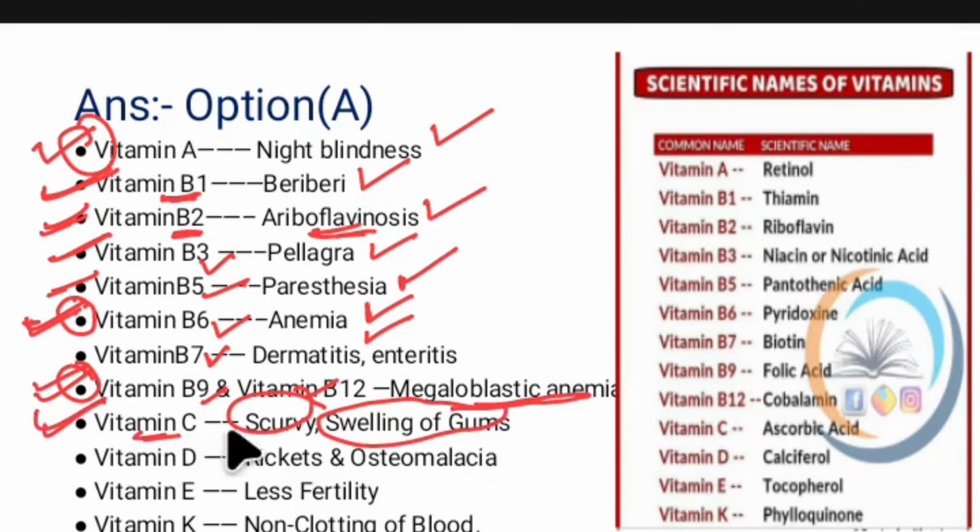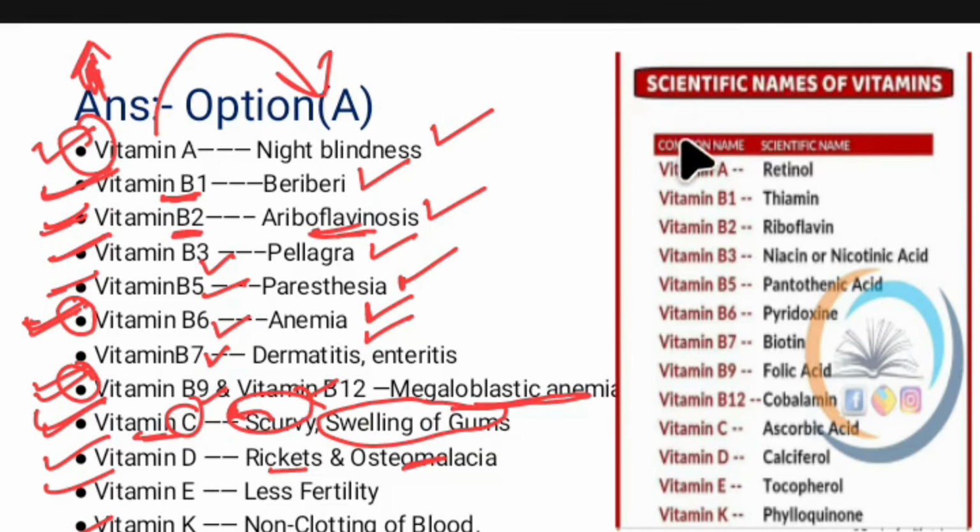Vitamin C deficiency leads to scurvy and swelling of gums. Remember, scurvy sounds like C, so vitamin C. Vitamin D deficiency leads to rickets and osteomalacia, vitamin E to fertility issues, and vitamin K to non-clotting of blood. So these are the vitamins and their deficiencies. Just read all of them slowly, and then you will understand this concept in greater detail.